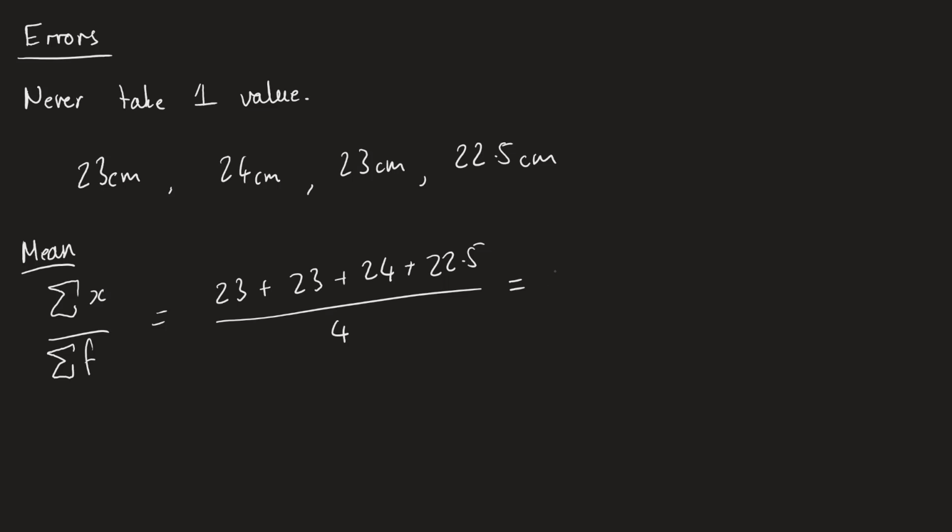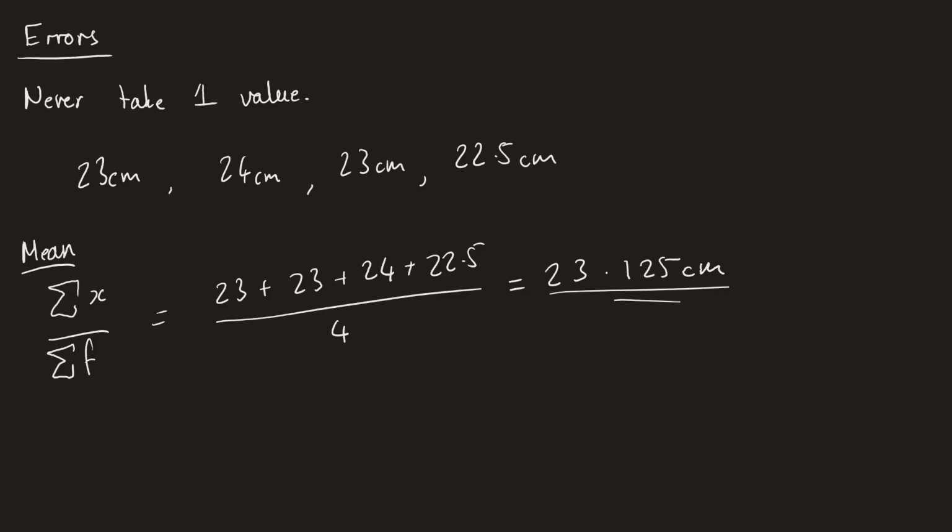But again, this can't be an accurate value. If we calculate that value, it gives us 23.125 centimeters. And we know from what we've been looking at, we've only actually been able to measure to the highest degree of accuracy of 0.5 centimeter. We're assuming this is going to be with a ruler.